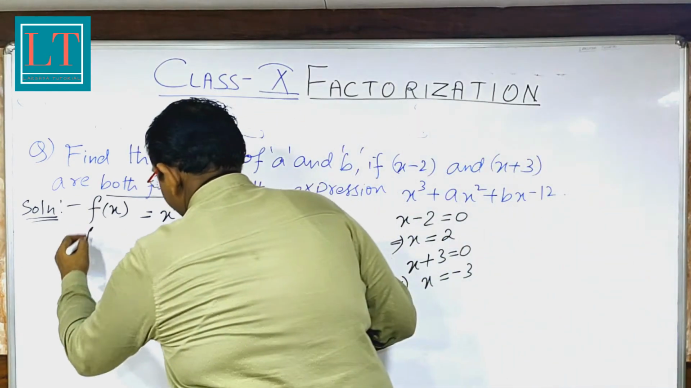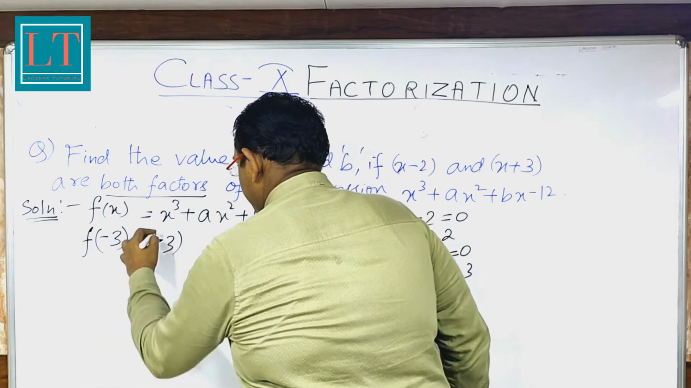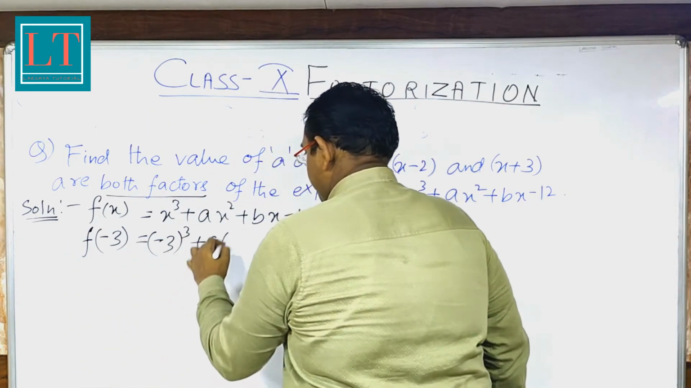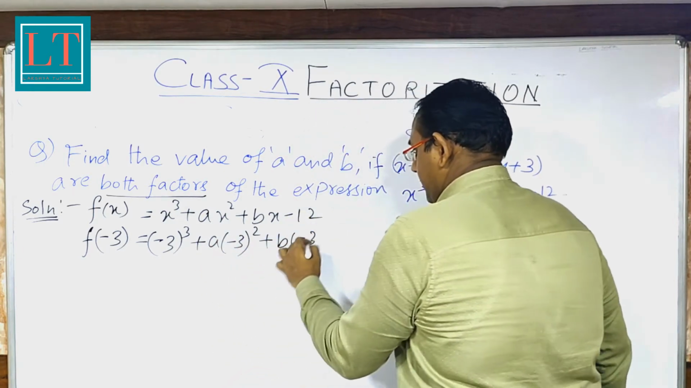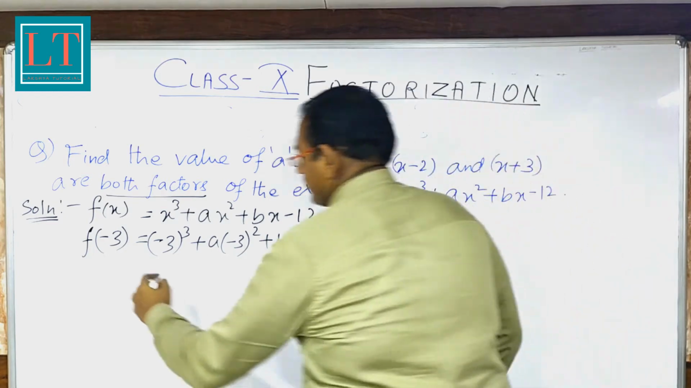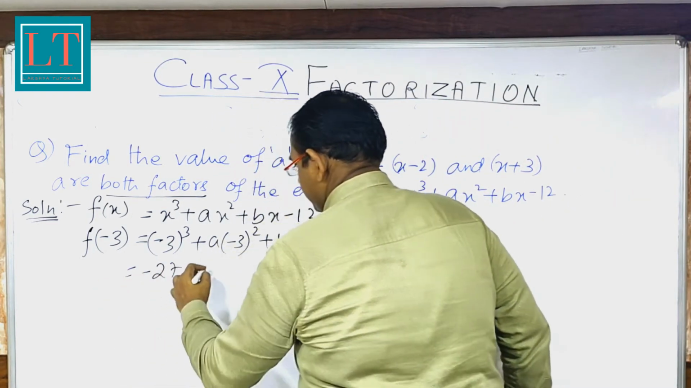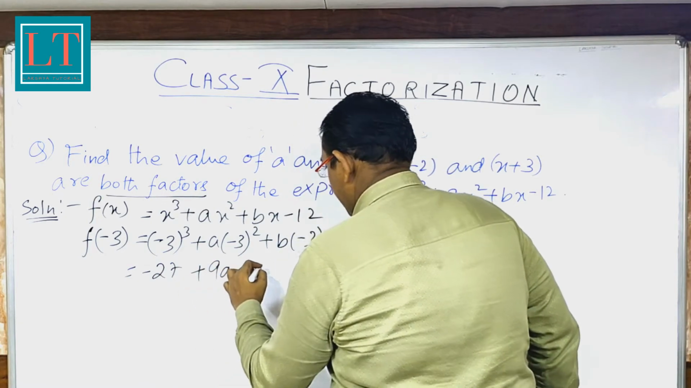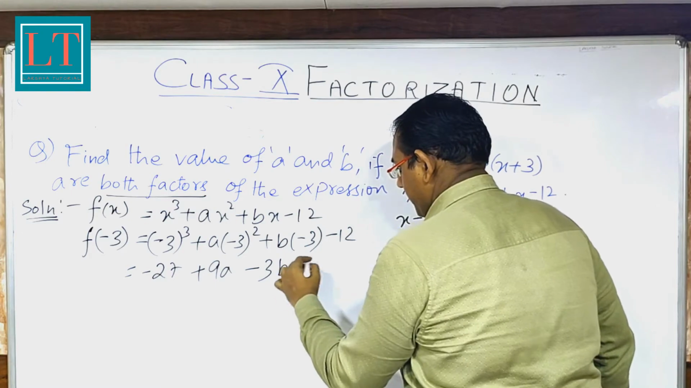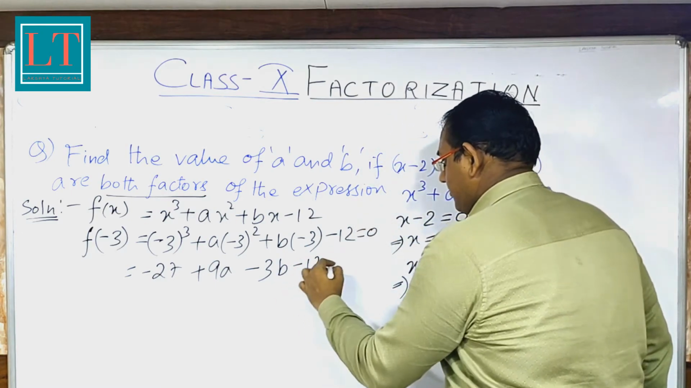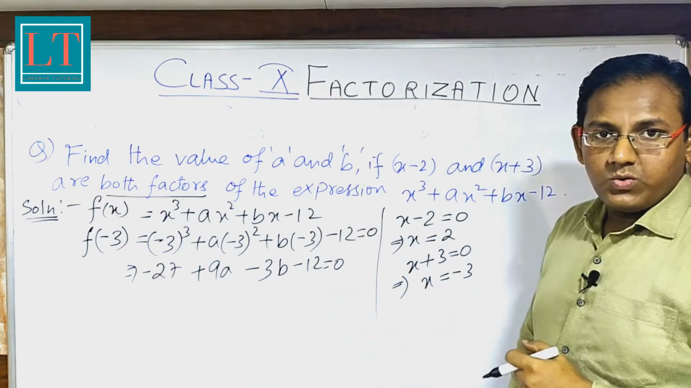So if we substitute the value of x as minus 3, we would be getting (minus 3) whole cube plus a(minus 3) whole square plus b(minus 3) minus 12. That means this (minus 3) whole cube will give you minus 27, this will give you plus 9a, and this will be minus 3b, and then this would be minus 12. But remember, we will be getting 0 over here. So this is the equation that we are getting.